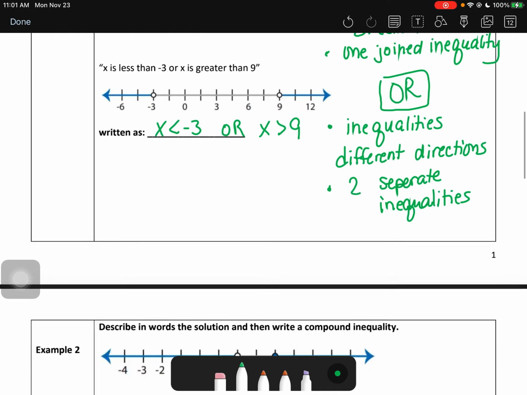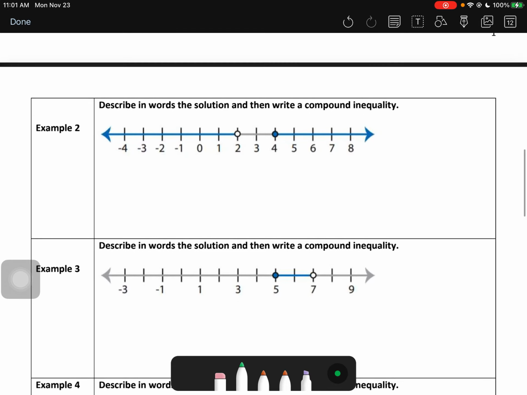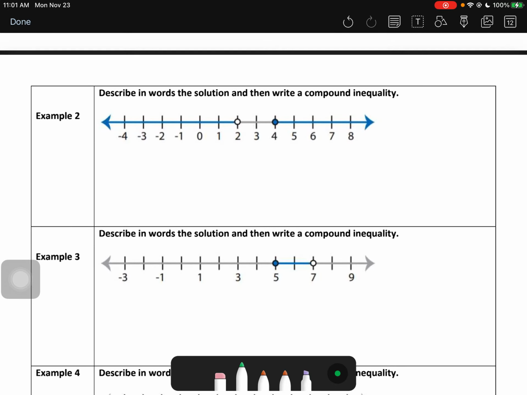Okay, so as we move on, we are trying to write these graphs as inequalities. First of all, you notice that it is 2 separate pieces, so it's going to be the or. This says x is less than 2 or x is greater than or equal to 4.